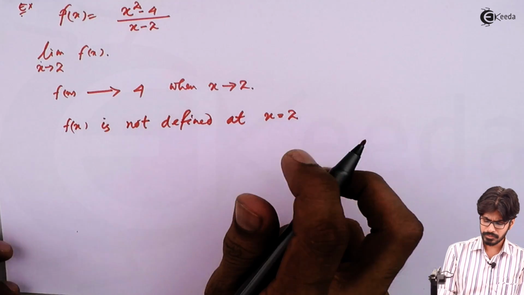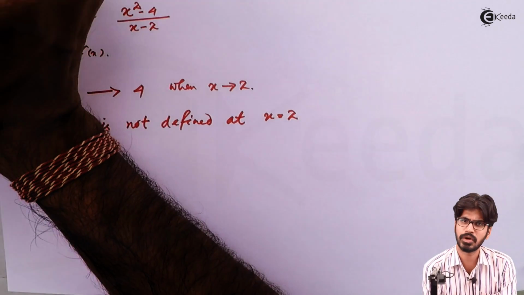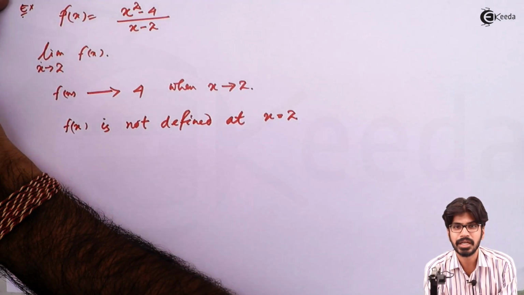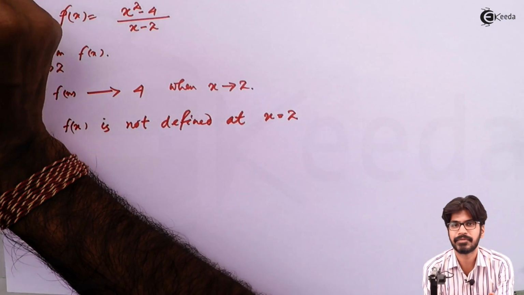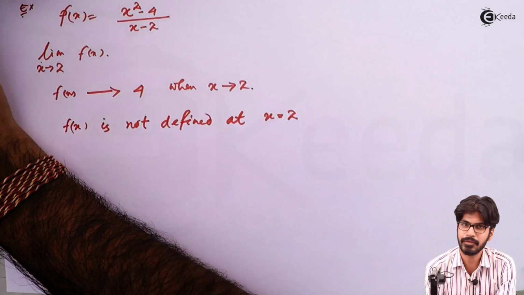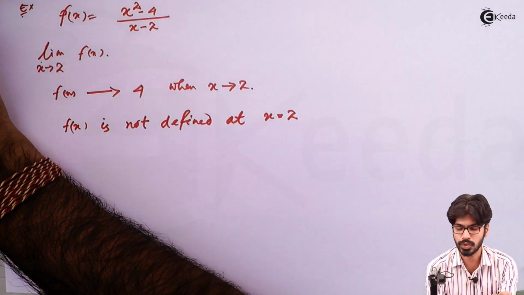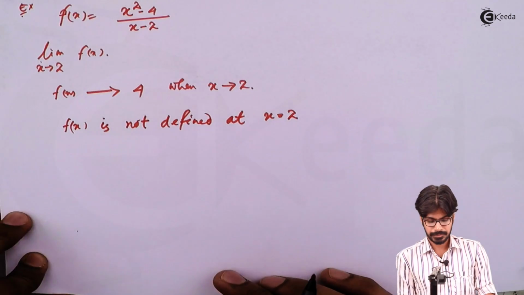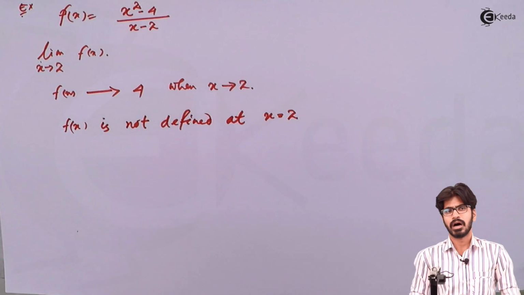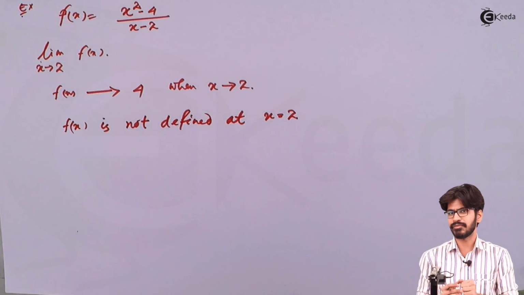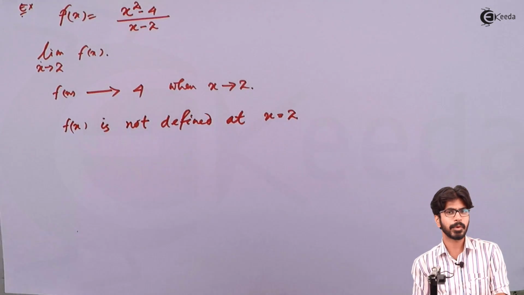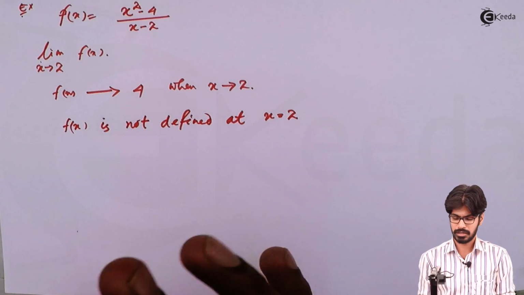Hence we cannot talk about the value of f of x at x equal to 2, but certainly we can consider the left hand limit and the right hand limit of the function at x equal to 2. So as we have already discussed, when a certain function approaches a certain value, then the limit exists. It doesn't matter whether f of x exists at that point or not.